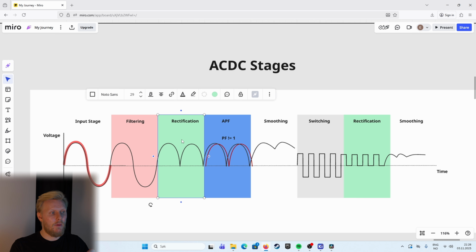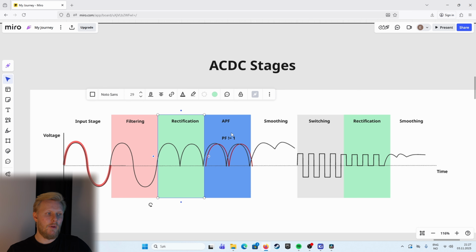Then you go through a rectification stage, which essentially uses a bridge rectifier, which chops off the negative portion and basically flips it. So we get more of a pulsed DC signal.